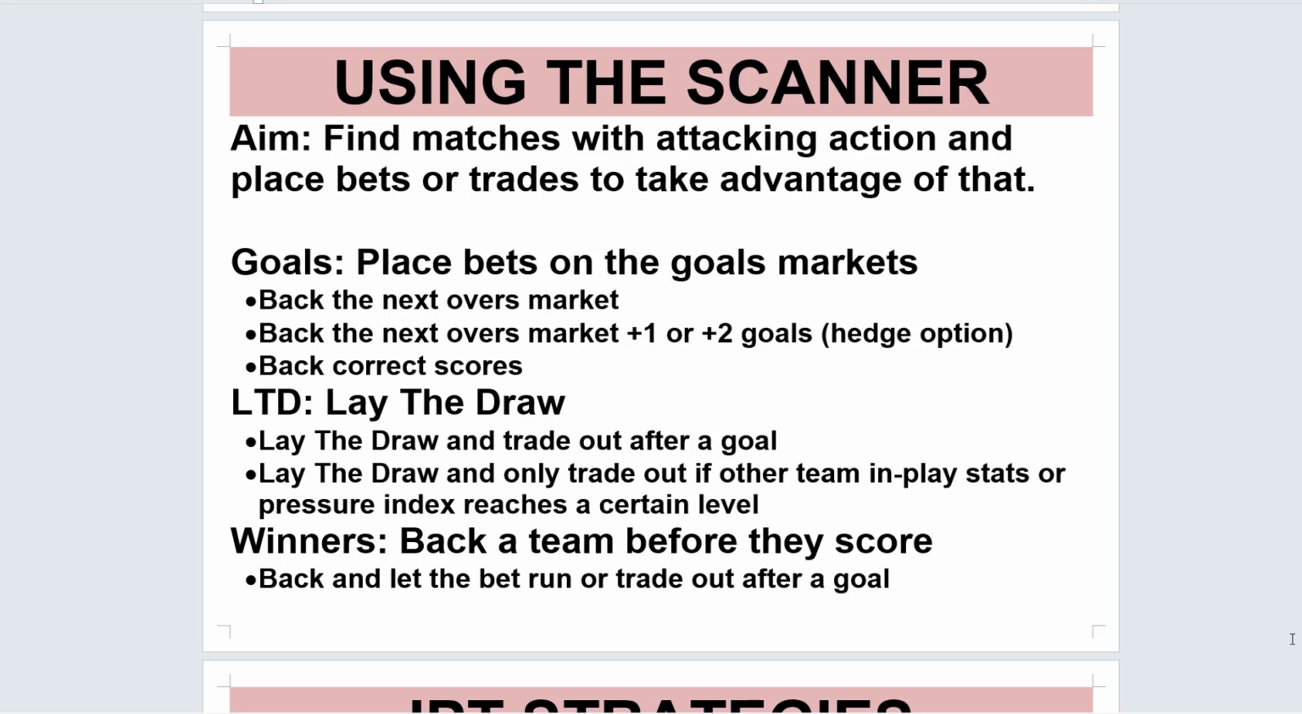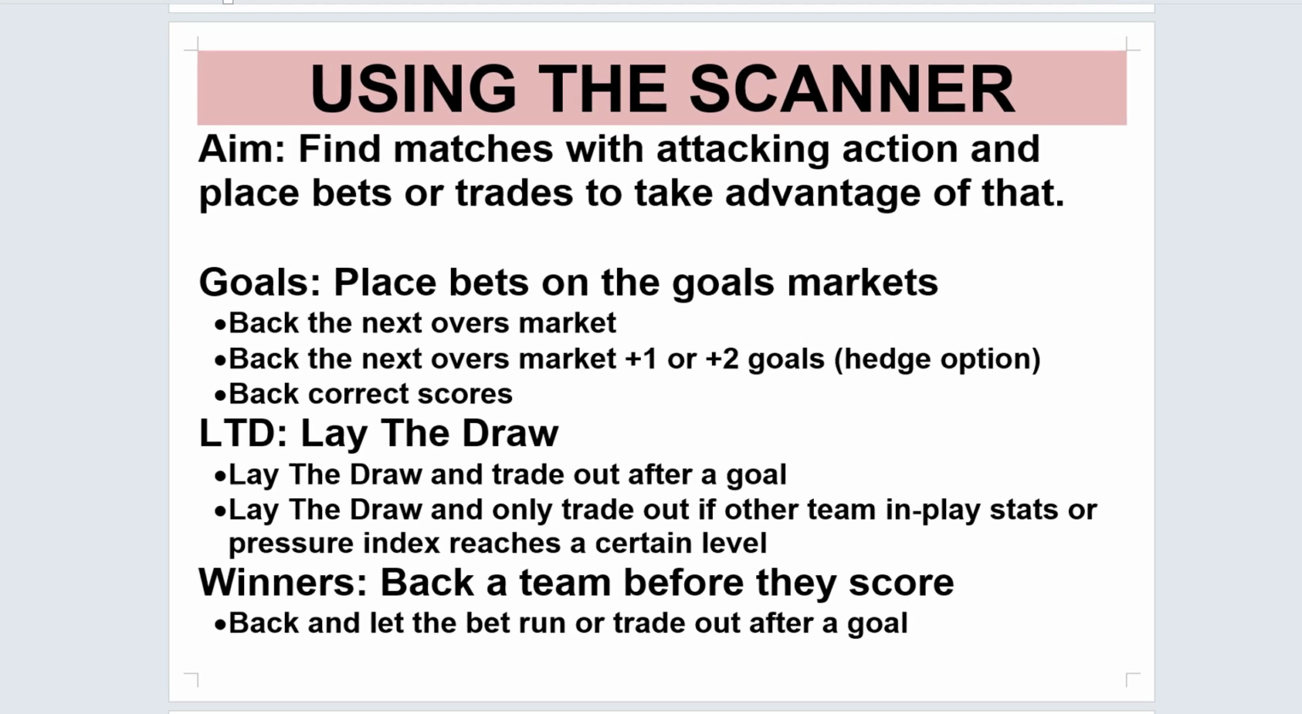Alternatively, you could lay the draw and then only trade out if the losing team's in-play statistics or pressure index reaches a certain level that you think they're getting back into the game and may score an equalizer. So having the scanner opens up those choices to you.